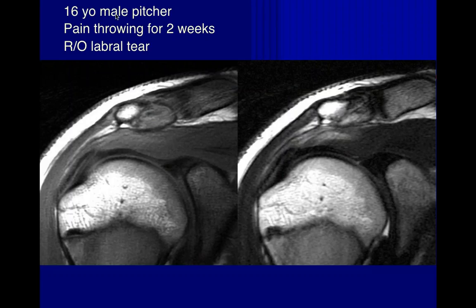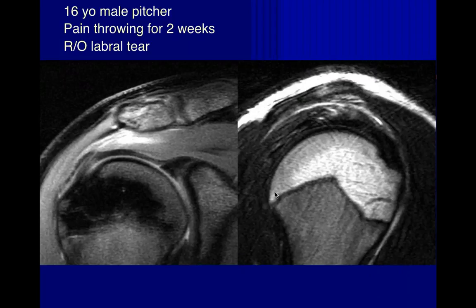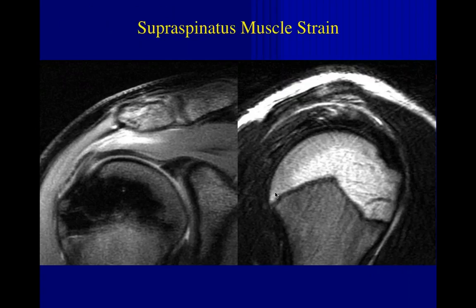That's a musculotendinous junction strain, which you can see in young athletes. Here's a 16-year-old male pitcher who had pain after throwing for 2 weeks, and again, here we can see musculotendinous injury of the distal muscle itself with edema and thickening. The tendon just has some minimal changes in it, and again, this was treated conservatively, and he did fine. So don't forget that you can actually have muscle injuries, especially in the young athletes.